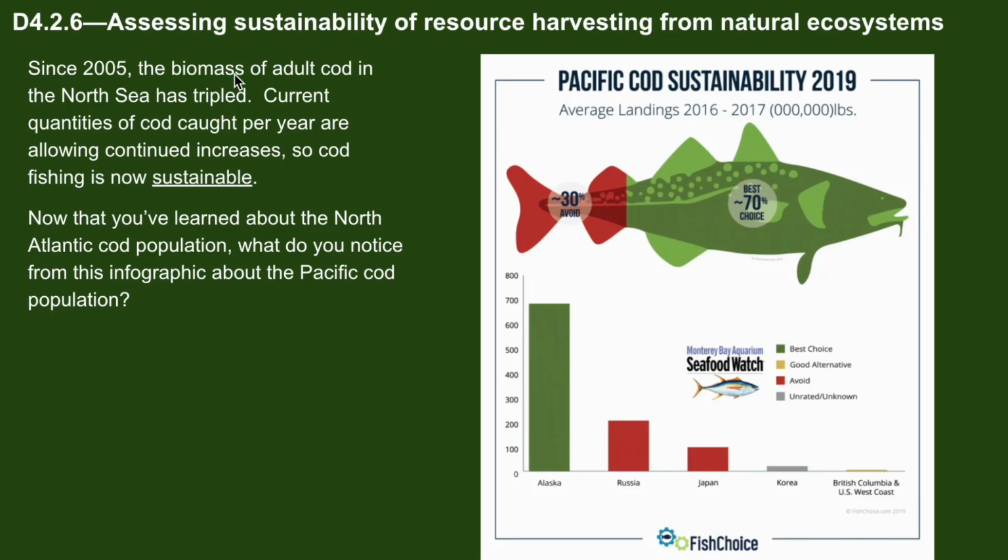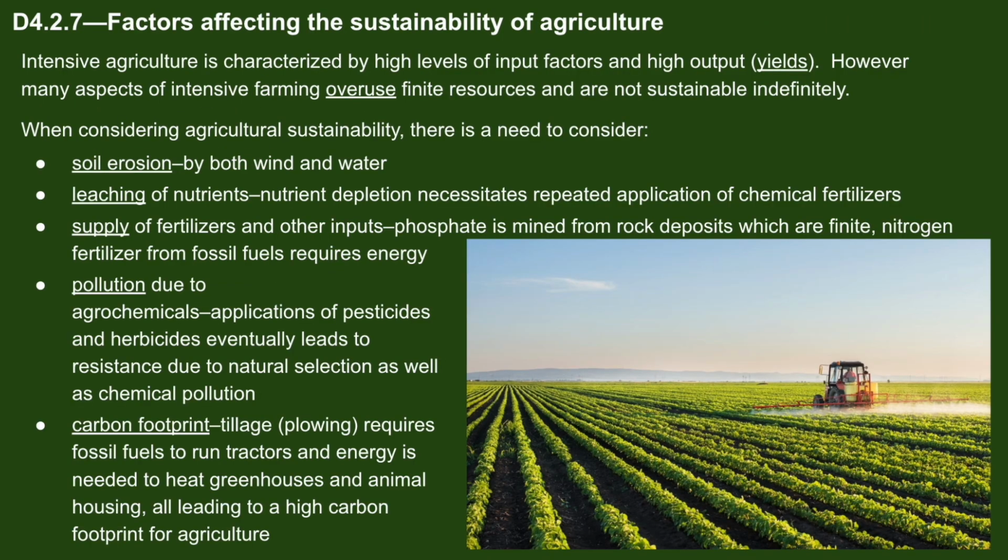And this is a success story. Since 2005, the biomass of adult cod in the North Sea has tripled. Currently cod fishing is now sustainable due to some of those practices. Next up, let's look at factors affecting the sustainability of agriculture.